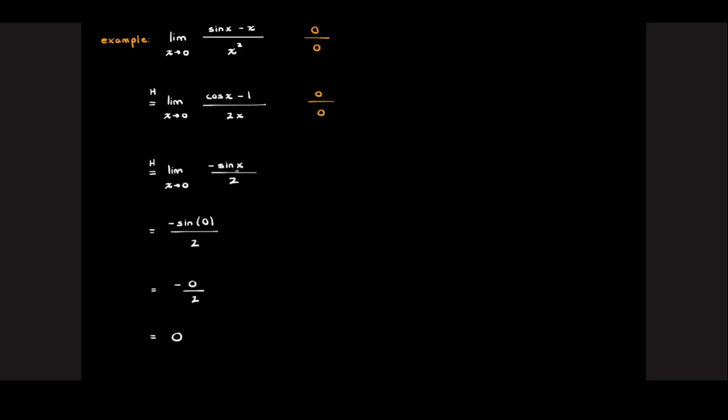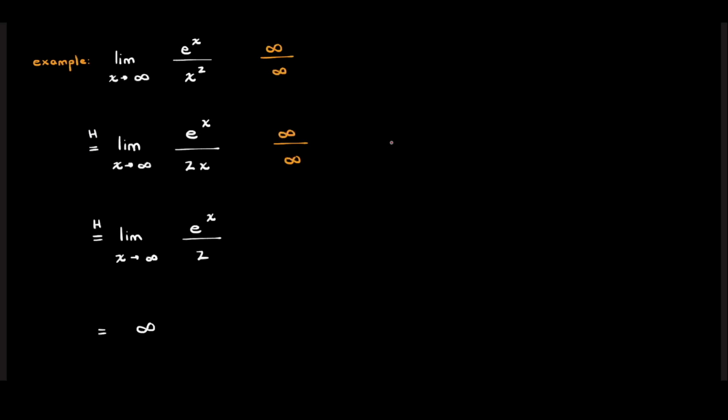When I plug in 0, sine of 0 is just 0. And then the bottom is just constant, so 2. Now 0 divided by 2, that is just 0. 0 divided by any non-zero number is just going to be 0. As we discussed before, it's a determinate form. Okay, now let's take a look at the next example.